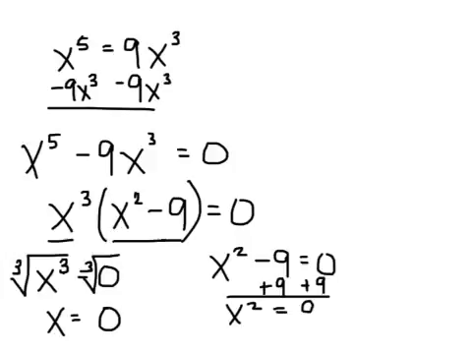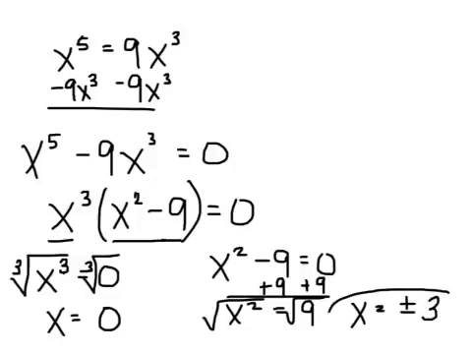in order to get rid of something squared, I square root it. And when you square root something, be very careful. It should be plus or minus 3. The reason why it's plus or minus is because if I take negative 3 and square it, I get 9, and positive 3 and square it, I get 9. So be very careful with that.